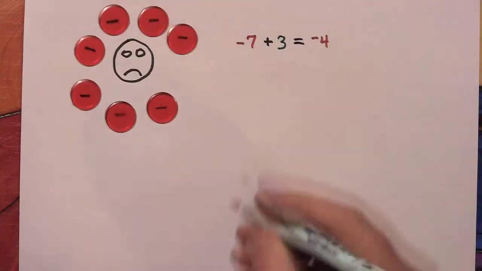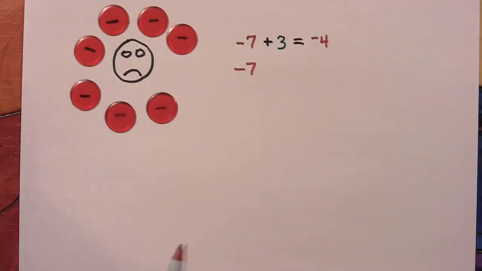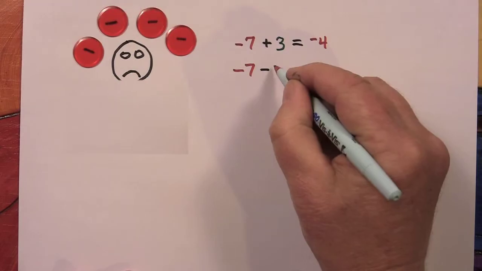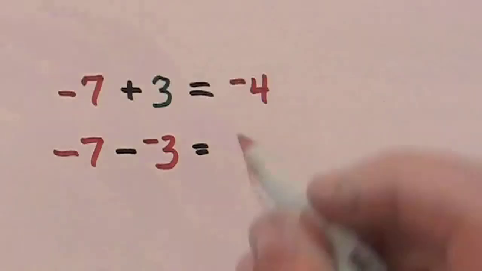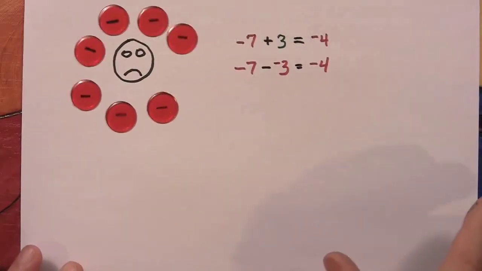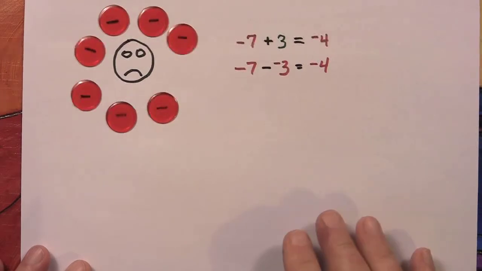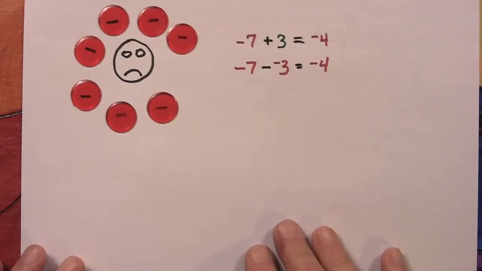Let's look at this. We start with the negative 7. We subtract something. What can we subtract? We can subtract negative 3. We will still get a raised mood. So there are two ways to lower moods, two ways to raise moods. Let's see how this all works in some situations.